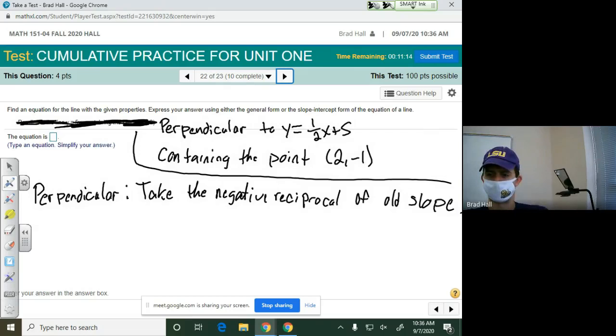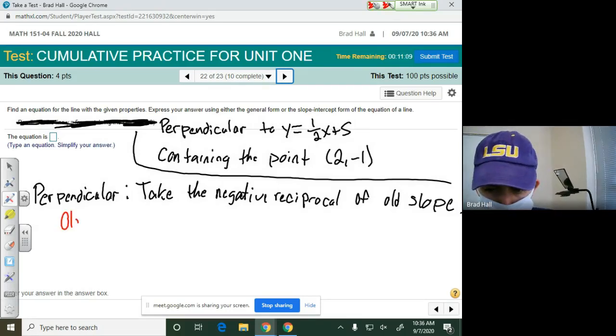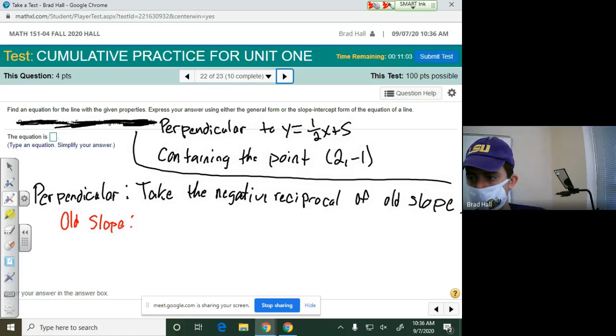So what is the old slope? Well, it's convenient that the original line that they give us is in mx plus b form, which means we can determine the slope and the y-intercept very quickly. In particular, the old slope is 1/2.